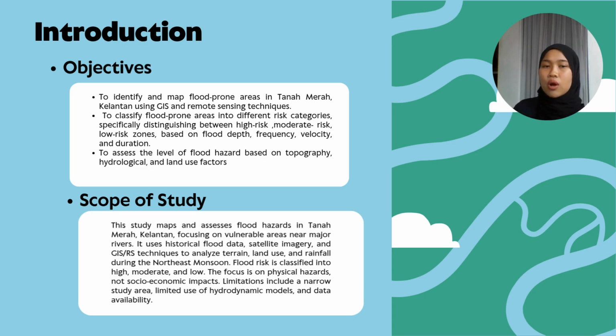Next part is scope of study. The study maps and assesses flood hazard in Tanah Merah, Kelantan, focusing on vulnerable area near major river. It uses historical flood data, satellite imagery, and GIS or RS technique to analyze terrain, land use and rainfall during the northeast monsoon. Flood risk is classified into high, moderate, and low. The focus is on physical hazard, not socio-economic impact. Limitation include a narrow study area, limited use of hydrodynamic model, and data availability.